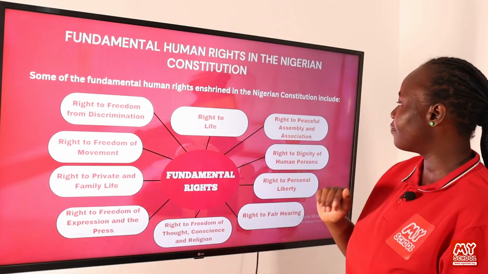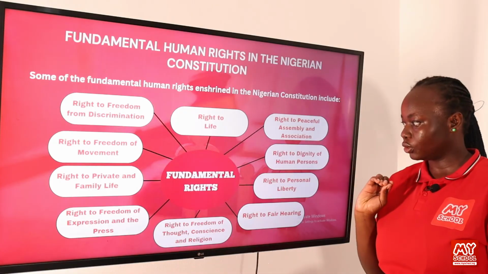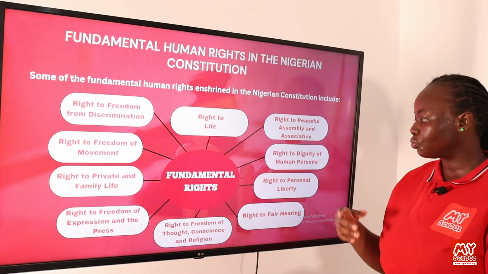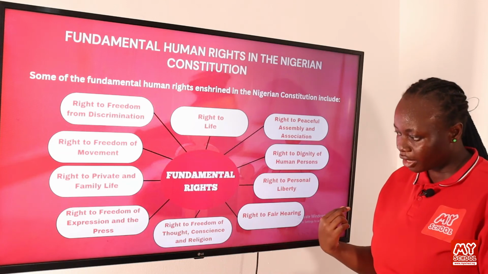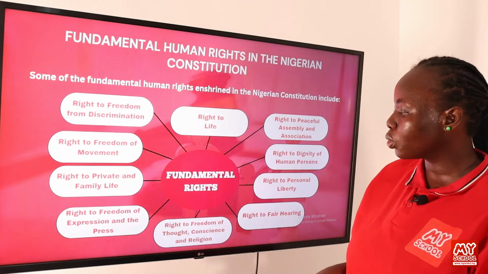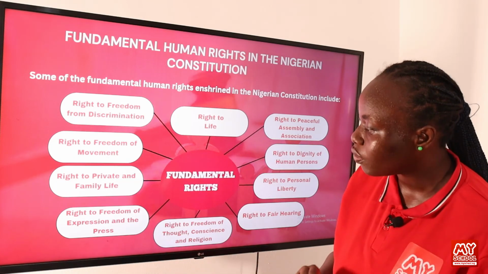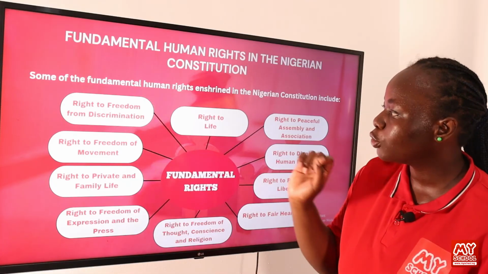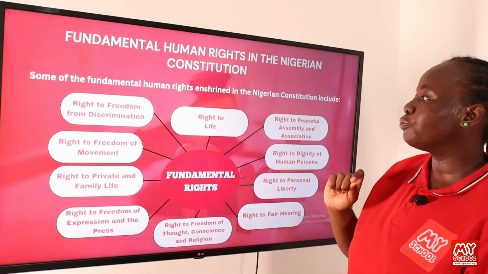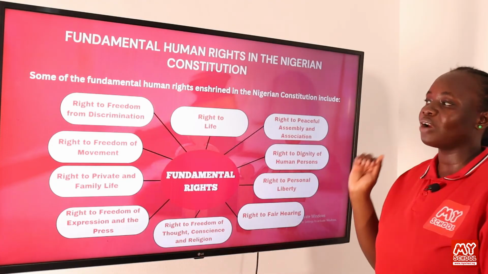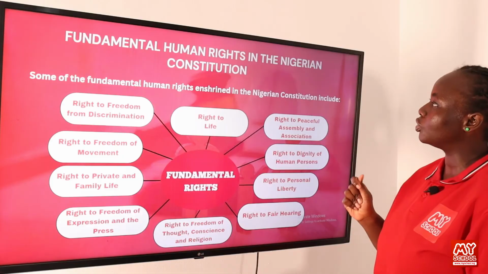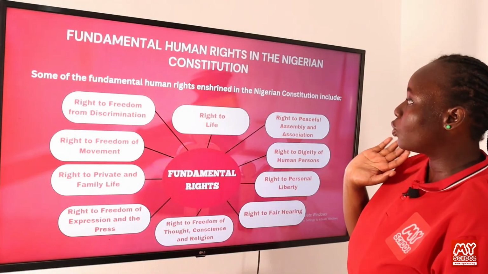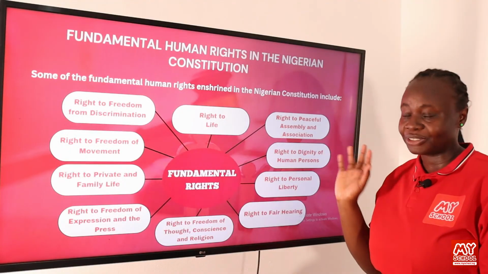So we have right to life, right to peaceful assembly and association, right to dignity of human persons, right to personal liberty, right to fair hearing, right to freedom of thought, conscience, and religion, right to freedom of expression and the press, right to private and family life, right to freedom of movement, and rights to freedom from discrimination. So all of these rights are enshrined in the Nigerian Constitution. So these are some of the fundamental human rights enshrined in the Nigerian Constitution.